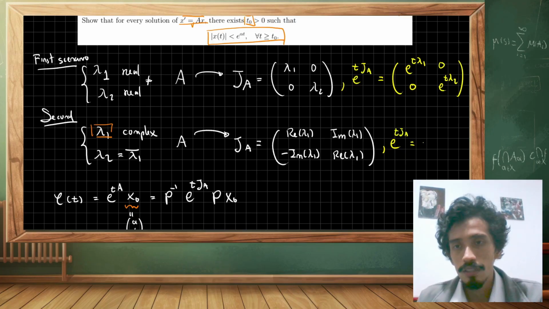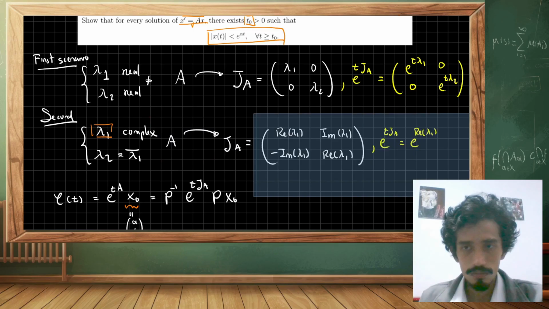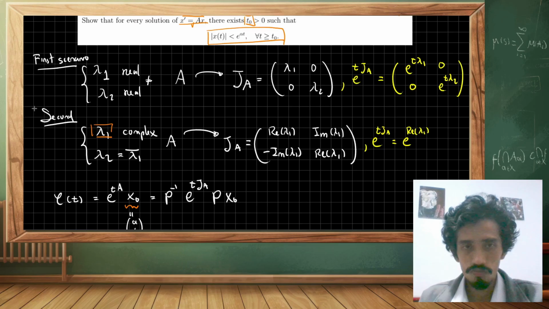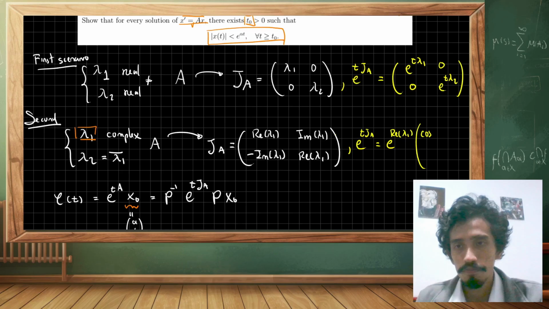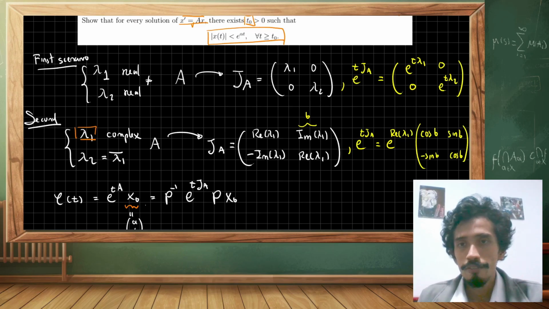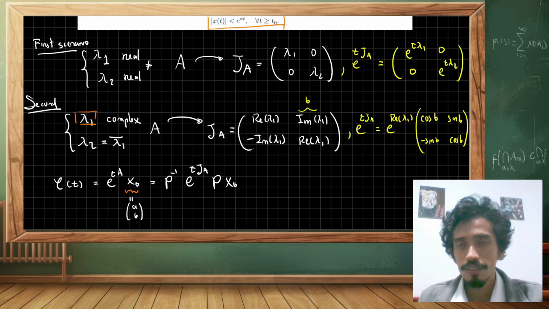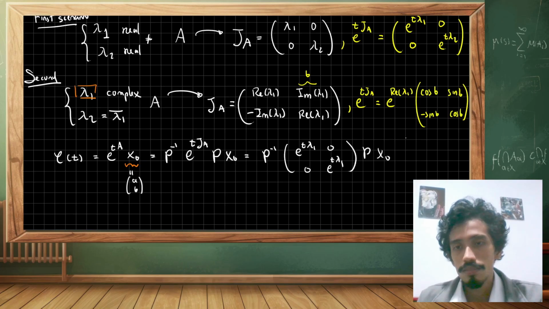this is equal to the exponential of the real part times, let me make some room here, the matrix with cosine of v, sine of v, minus sine of v, cosine of v. So we know that. Then for the first scenario, let's go with the first one. This will be equal to this matrix, like this, right?